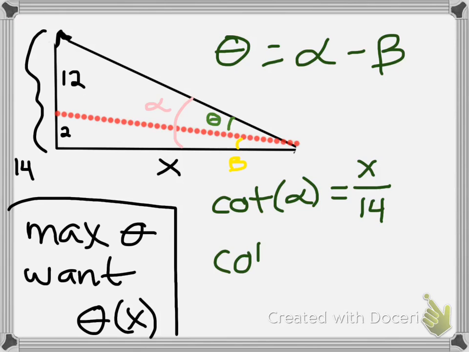Same thing for the smaller angle, so cotangent of beta, again, would be adjacent divided by opposite. So that's what we have for our cotangent of alpha and beta. And what we want is theta by itself, so we just have to subtract the two. Because we're talking about maximizing the angle, what we should do here is actually rewrite both of those. I'm going to go to the next page. I can turn back to this if needed.